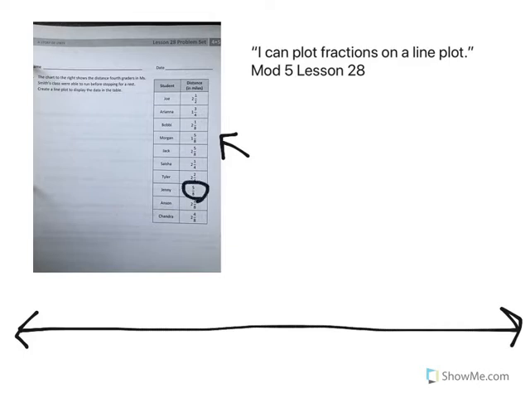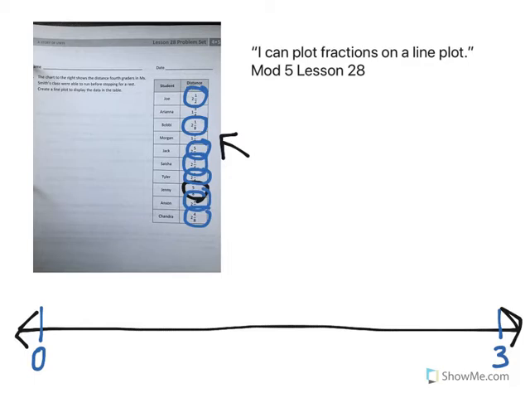So that means I'm going to start my line plot at 0, okay? And I'm going to end it with a 3. And why is that? It's because all of the fractions here that have 2 as a whole, they also have a fraction with it. So that means it's more than 2, but not quite 3. So I can end it at 3.